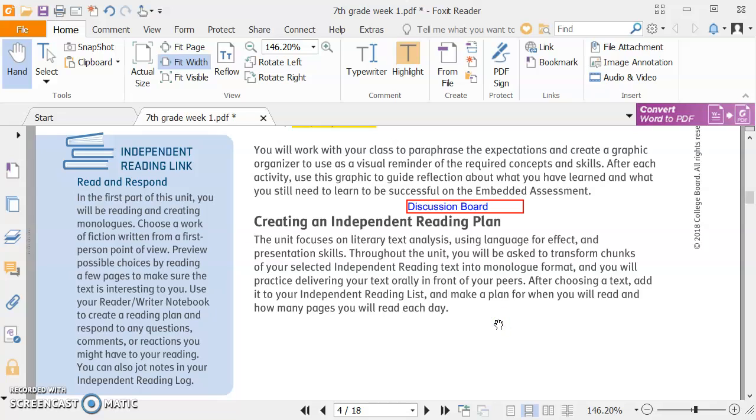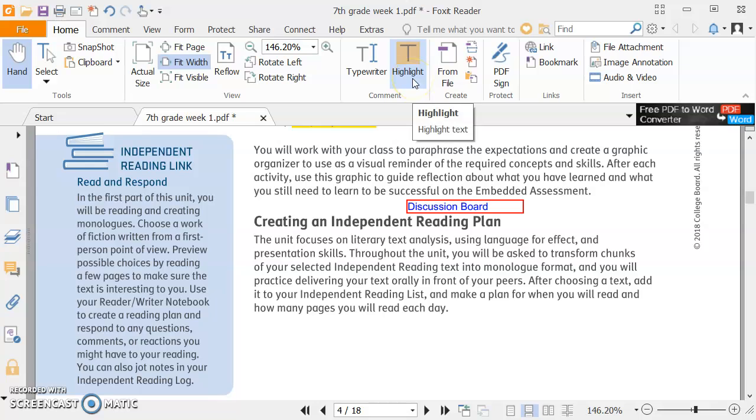Now, the unit focuses on literary text analysis, using language for effect and presentation skills. Throughout the unit, you will be asked to transform chunks of your selected independent reading text into monologue format, and you will practice delivering your text orally in front of your peers. After choosing a text, add it to your independent reading list and make a plan for when you will read and how many pages you will read each day.